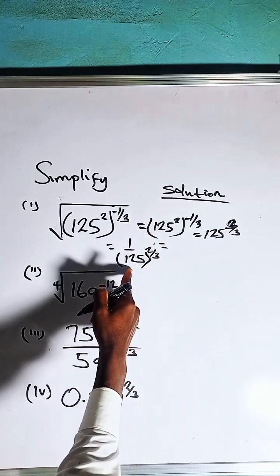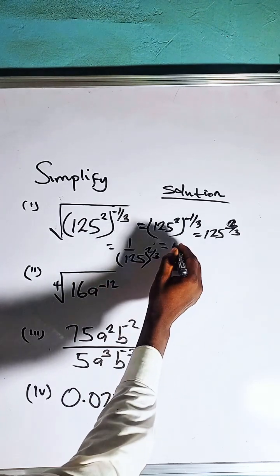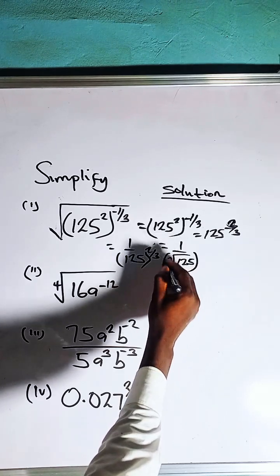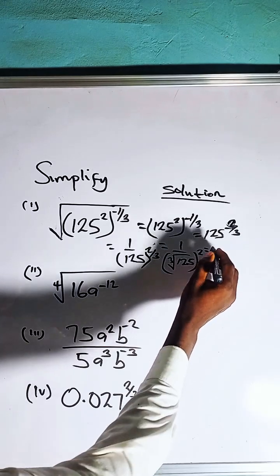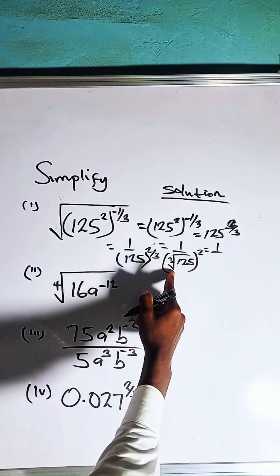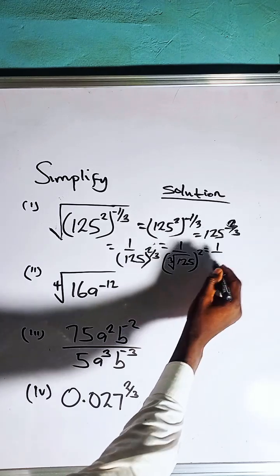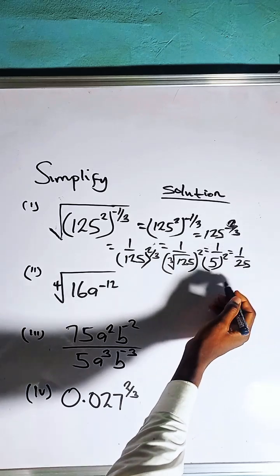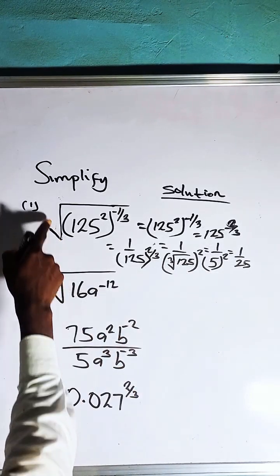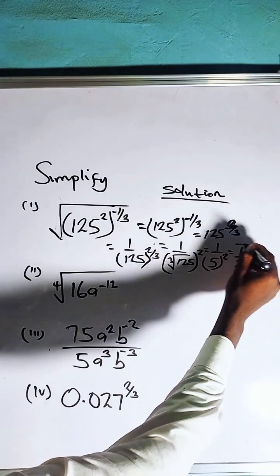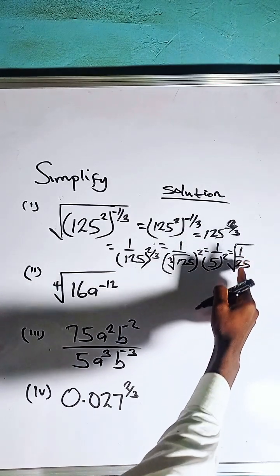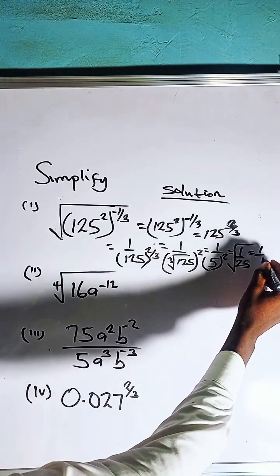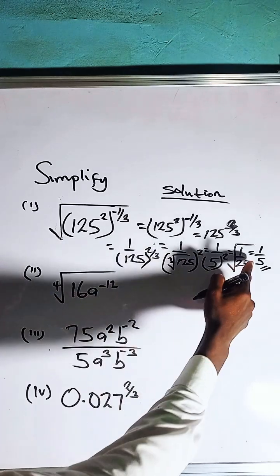For this, it means 1 over the cube root of 125, all squared. So here we have 1 over, the cube root of 125 is 5, and 5 squared is 25, so we have 1 over 25. Do not forget our square root. So for the square root of 1 over 25, the square root of 1 is 1 and the square root of 25 is 5. So our answer is 1 over 5.